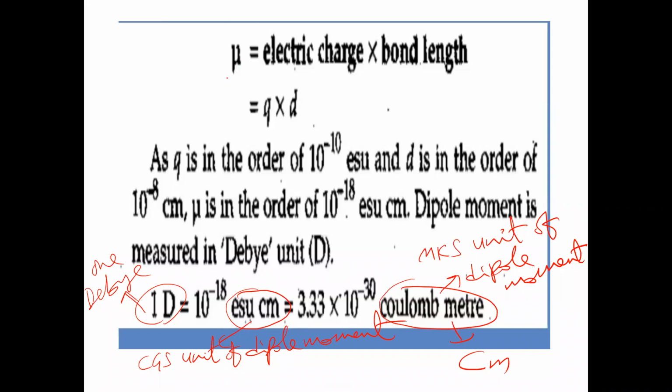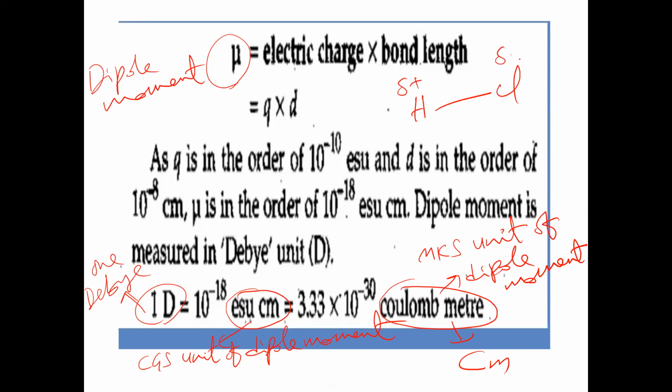So it's about the dipole moment. Dipole moment is equal to the product of electric charge and bond length. Is the concept clear? Example, you take HCl. A partial positive charge on H, partial negative charge on Cl. Now the distance between the two atoms is called the bond length. Is that clear? So take the screenshot of this. MKS unit of dipole moment and CGS unit of dipole moment, both are important.